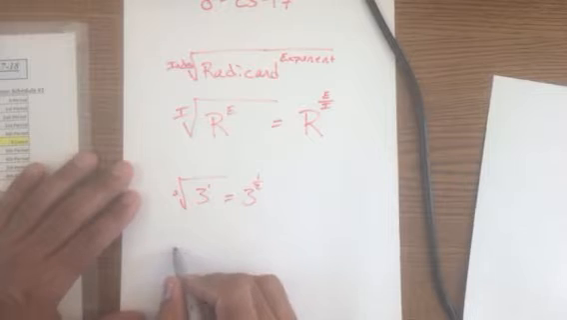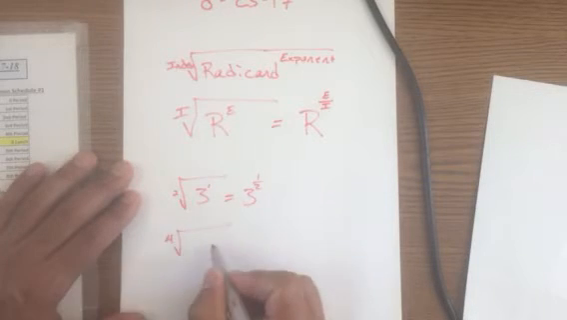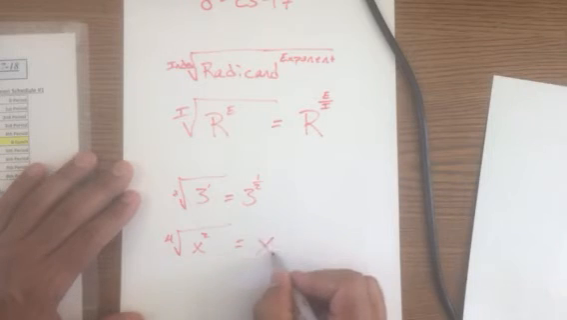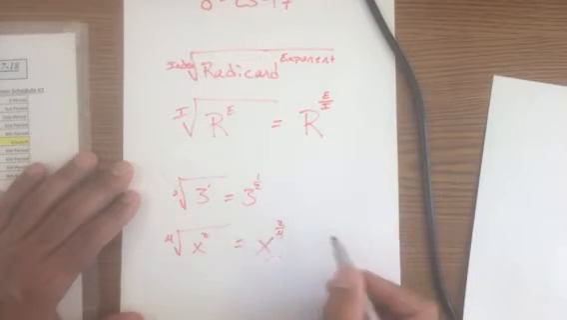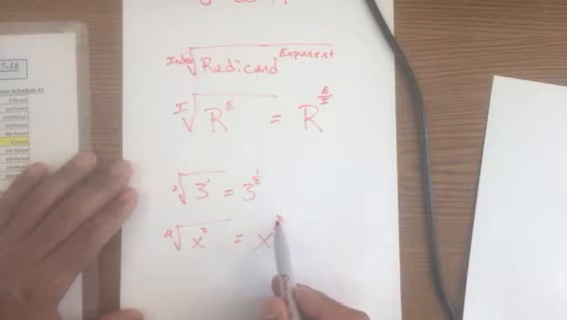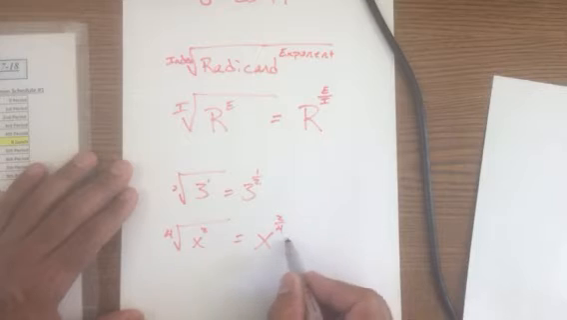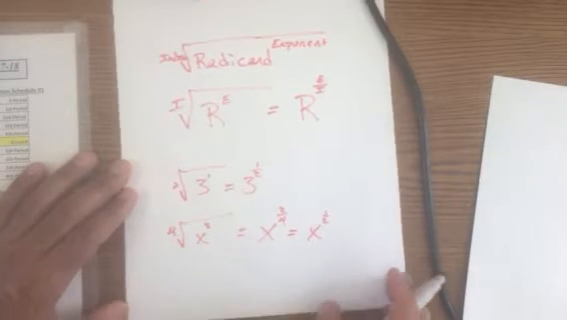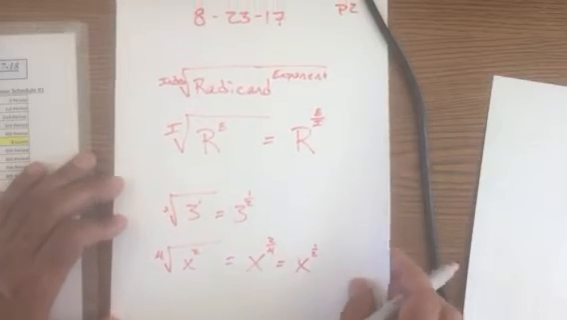If I have something like the fourth root of x to the 2, that's going to become x to the 2 over 4. So whatever the exponent is here goes in the numerator, whatever the index is here goes in the denominator. This one I can actually simplify. I would simplify that to x to the 1/2. So that's what we're trying to do when we're going that way.